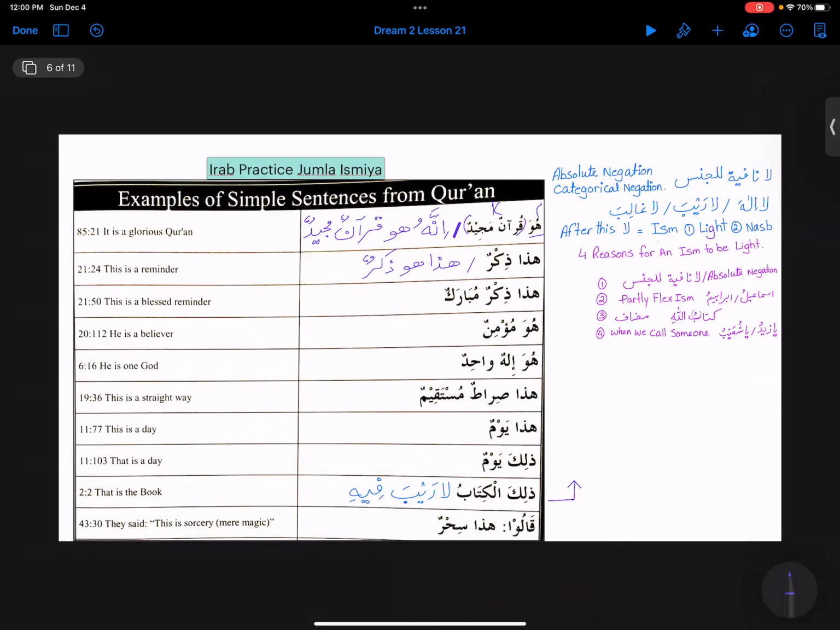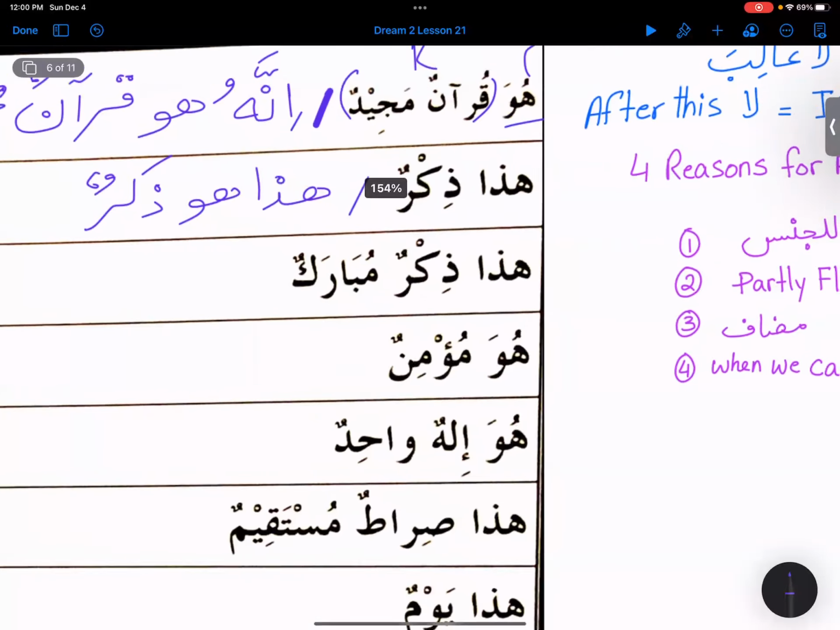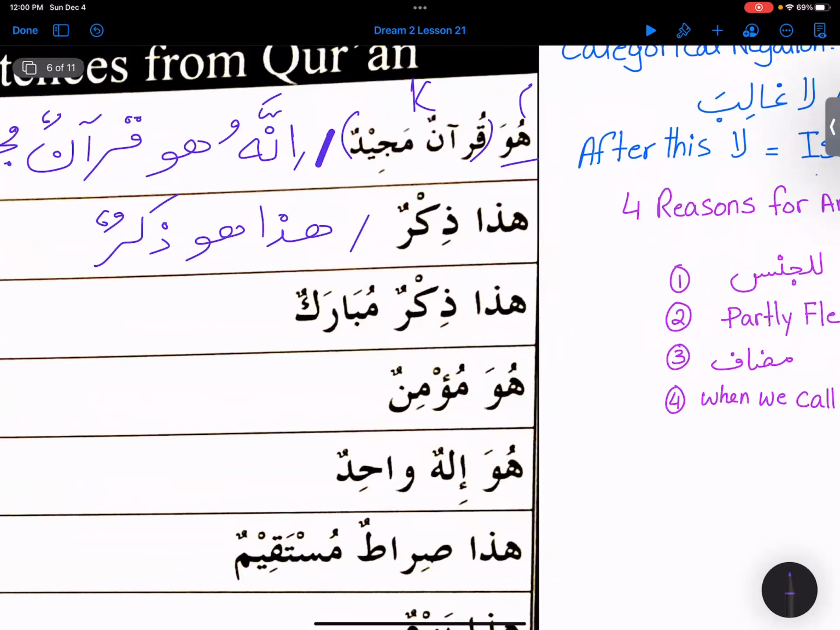So haza zikrun, haza is what? Point. Ismul ishara. And after this ismul ishara, we do not have al. So that means it's a sentence. If there is no al, then it is a sentence. That's why I'm going to say haza, this is. I'm going to bring "is" here. So haza zikrun, this is zikrun, reminder. Haza would be mubtada and zikrun is my khabar.